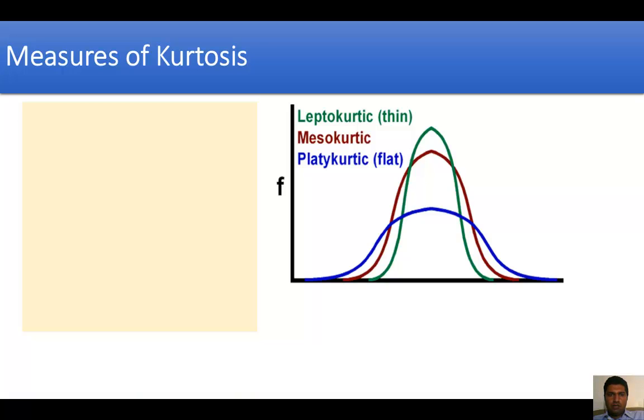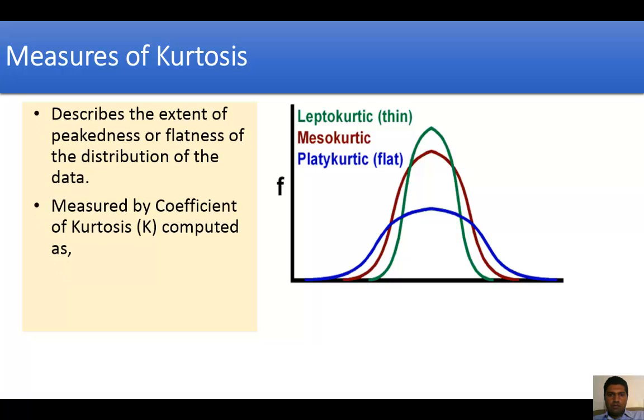Another very important aspect of the type of distribution is kurtosis. It describes the extent of peakedness or flatness of the distribution. You are watching three types of distributions on your screen, one with a blue line, another with a red line, and the third with a green line. All those distributions seem symmetric, but they are different in terms of their height. So this height is measured by the coefficient of kurtosis, and the formula is as under.